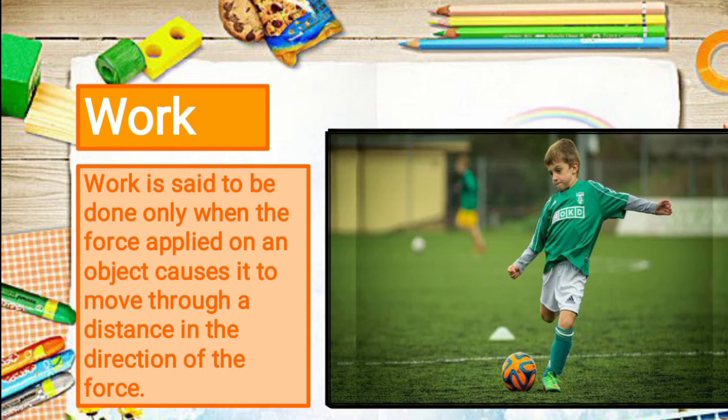Work is used to describe a lot of activities in everyday life. But in science, the word work has a very specific meaning. Work is said to be done only when the force applied on an object causes it to move through a distance and in the direction of the force. However, work is also said to be done when the force applied on the object causes a change in the shape or size of the object.